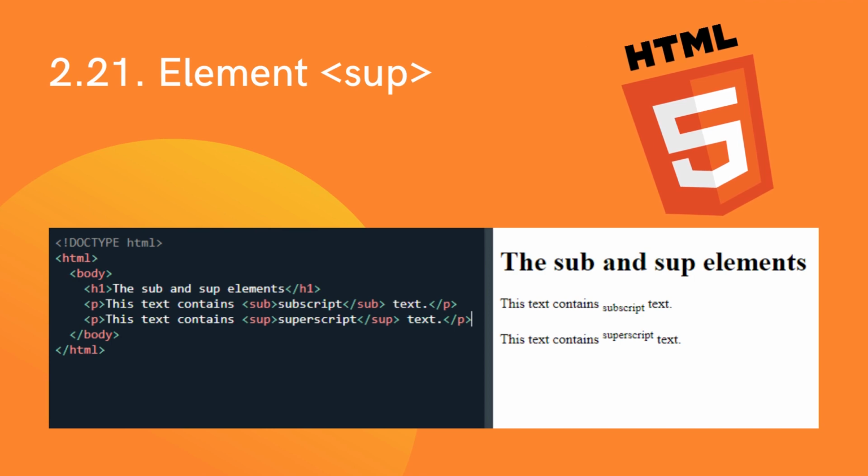The sup element is superscript text. The sup tag defines superscript text. Superscript text is displayed half a character above the normal line, and is sometimes displayed in a smaller font. Superscript text can be used for footnotes. Example.